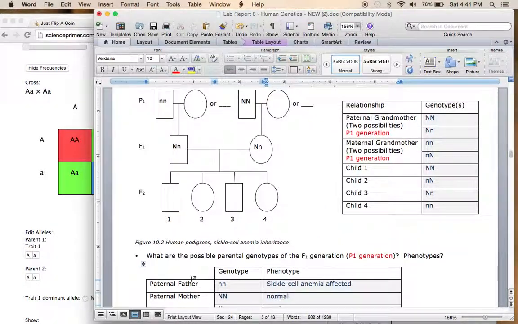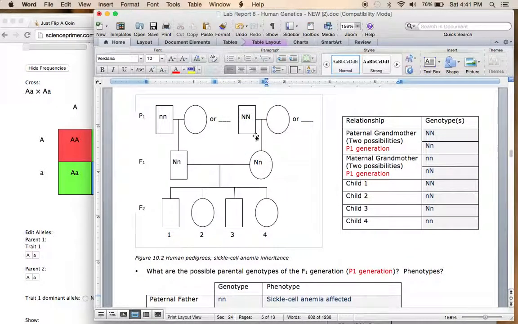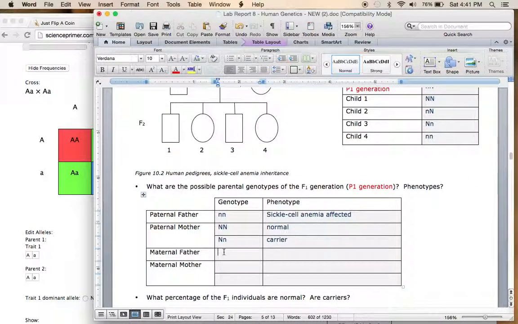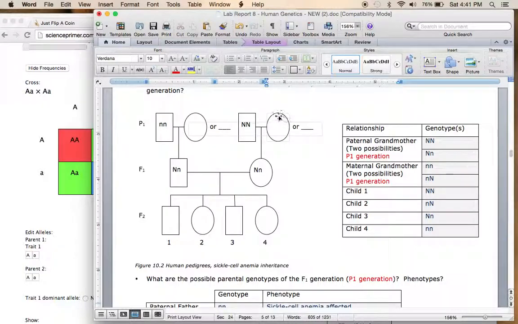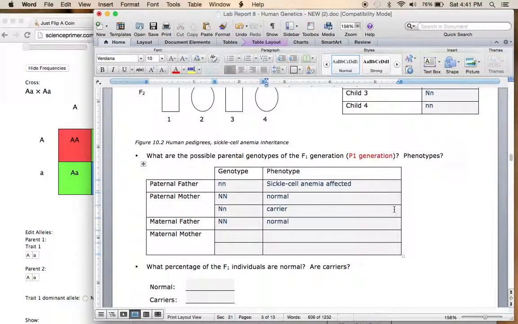The maternal father would be this square up here. We are given the information that he is homozygous dominant, and that would mean his phenotype is that he is normal. The maternal mother would be this oval. We already determined that she has two options, but she's got to have one recessive allele in either option. So she could either be homozygous recessive or heterozygous.